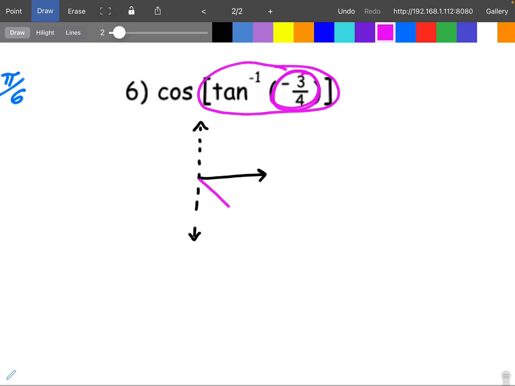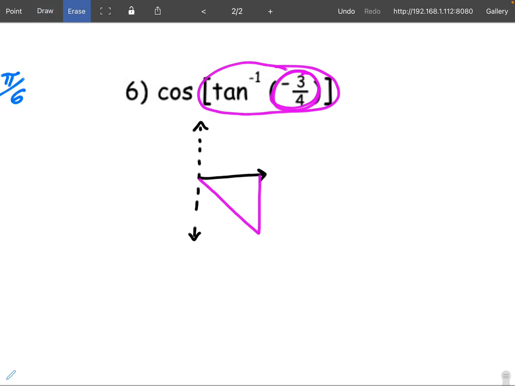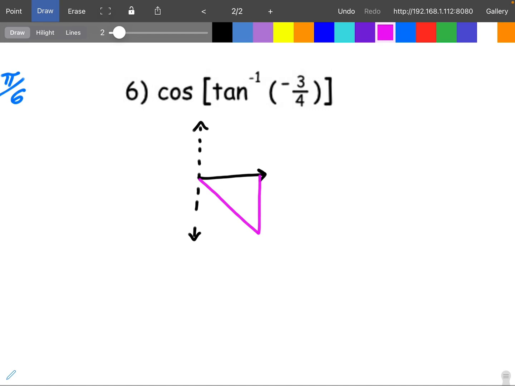Well, tangent is only negative in the fourth quadrant out of these two options. So we know that we are looking at something in quadrant 4. Now remember that tangent is y over x. So that means this has to be my y, this has to be my x.